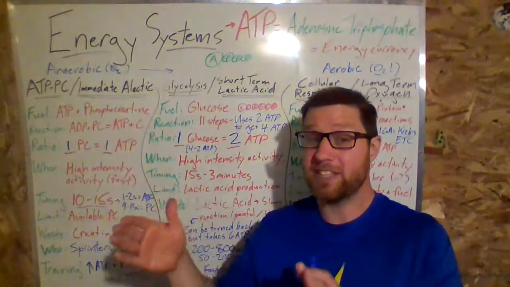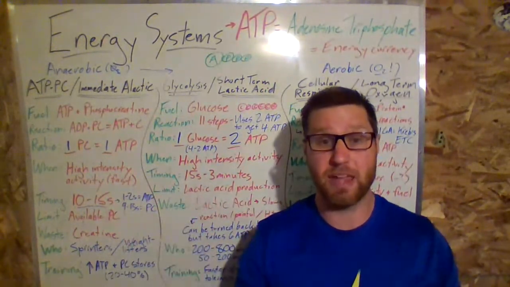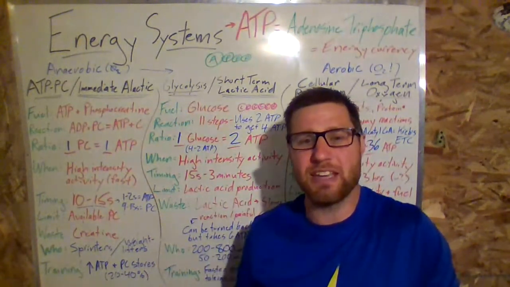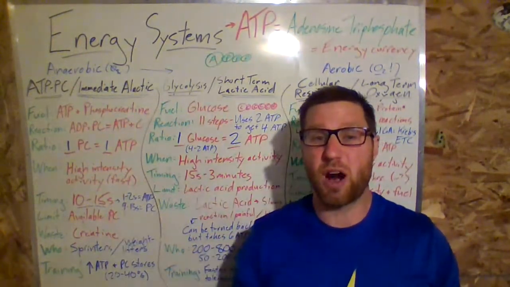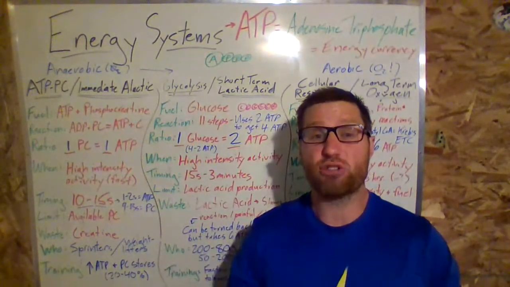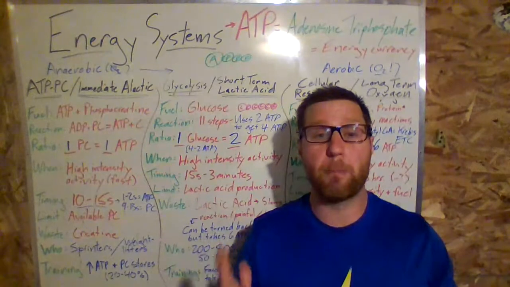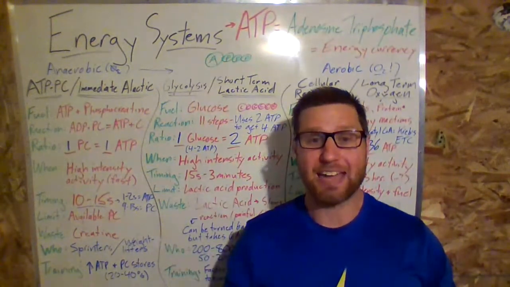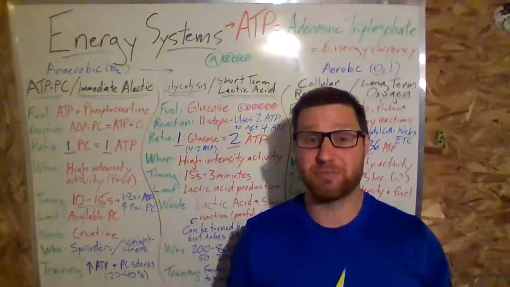As long as we have ATP there, we can run that system. And that is really what we're looking at here. How do we get the ATP into our muscles? Where do we get that from? And there are three different ways that our body produces ATP, and those are our energy systems.